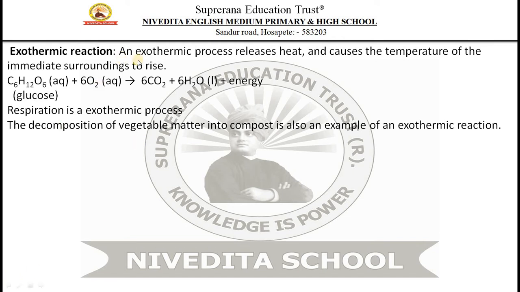As you can see there, an exothermic process releases heat and causes the temperature of the immediate surrounding to rise. So what does that mean? Always in an exothermic reaction, heat is released into the atmosphere. So we can even say that energy is released. The reactions in which energy or heat is released into the atmosphere or immediate surrounding are called exothermic reactions. One by one, let us discuss this and take some examples.